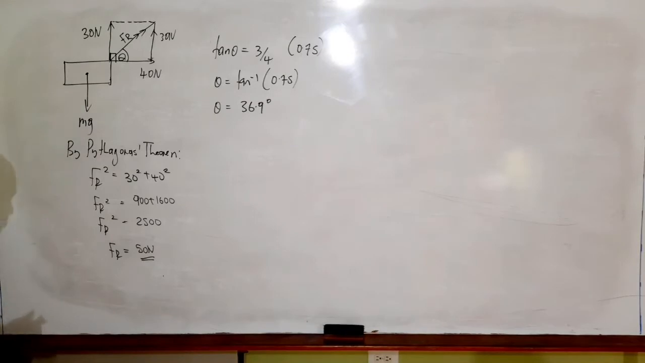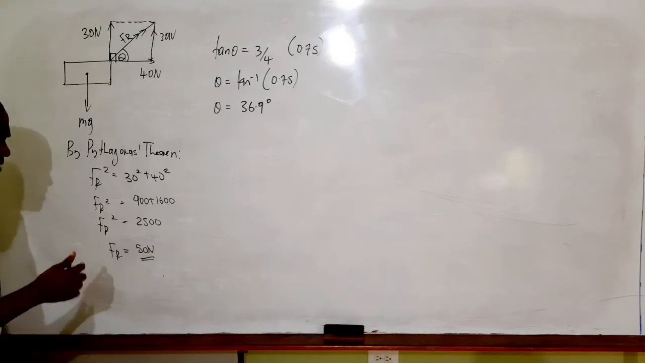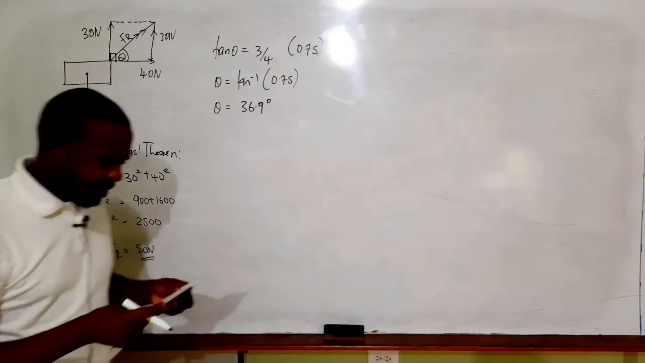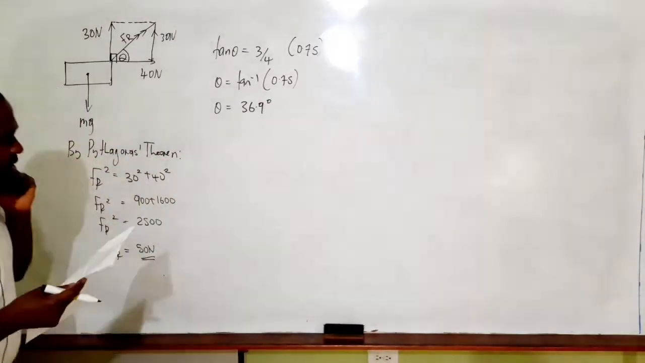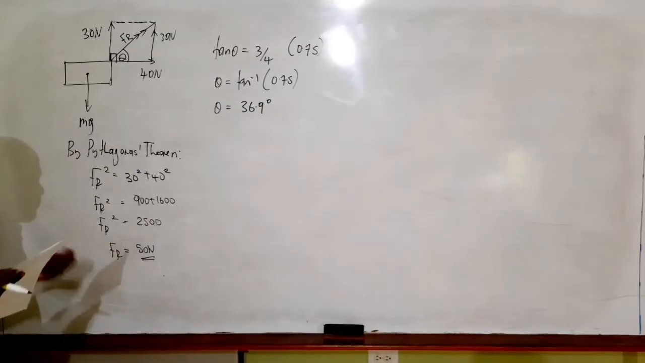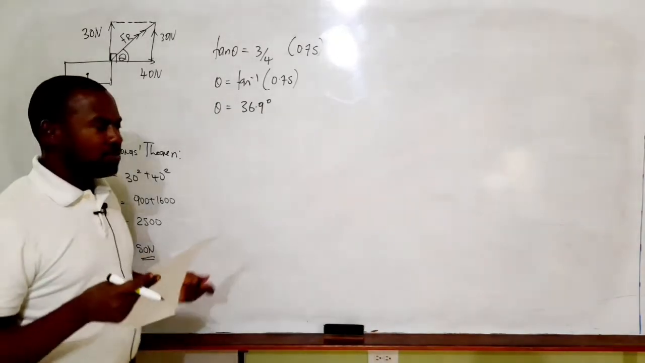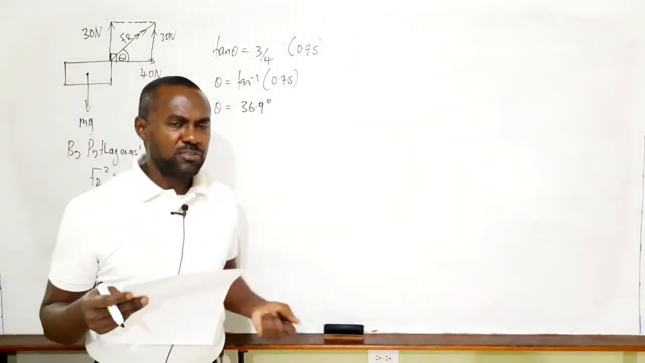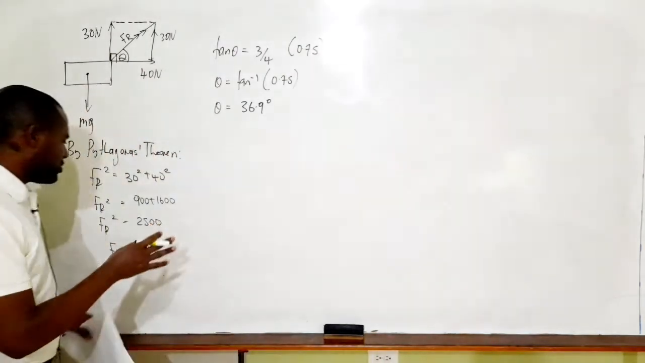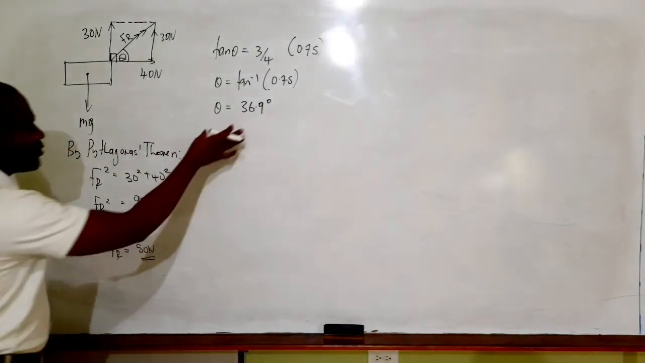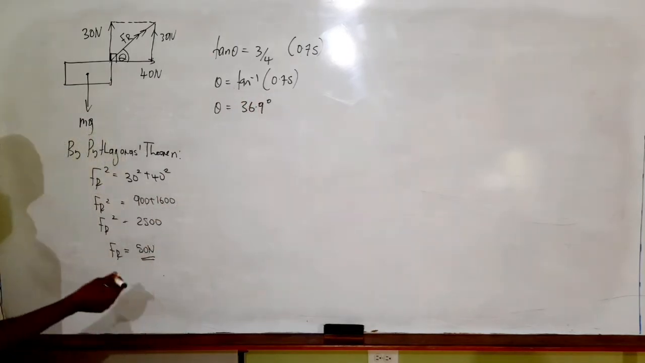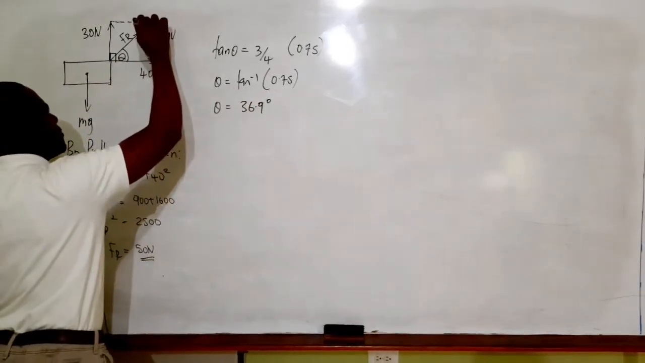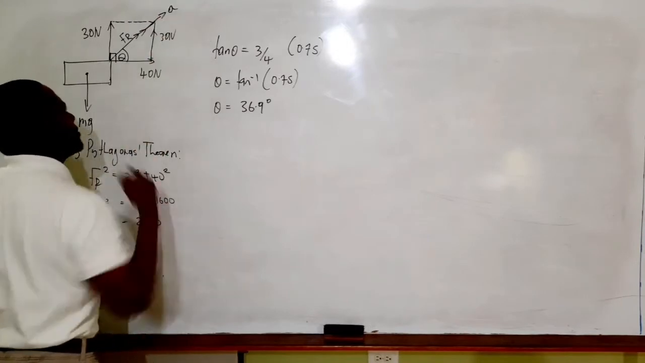Now the question did not ask for the resultant force, it asked for the acceleration, and it also asked for the direction of the acceleration. But what we know is that whenever there is a resultant force acting on a body, the acceleration must be in the direction of the resultant force. So we found the magnitude of the resultant force, and we've also found the direction, and this will also be the direction of the acceleration.